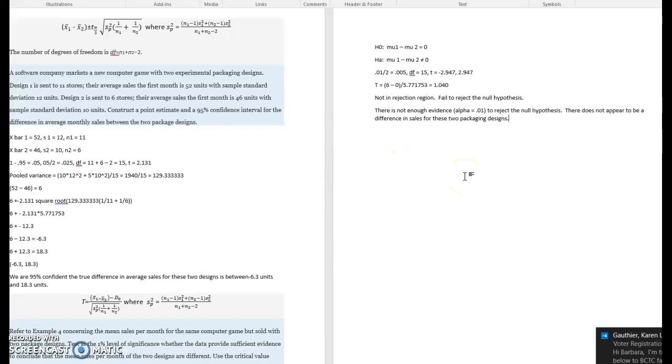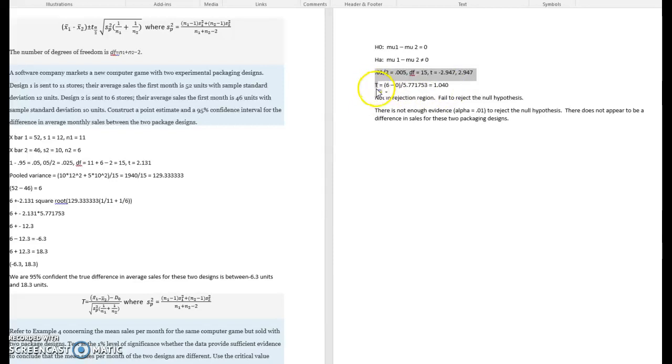Okay, now while we're here, let's look at this test using the p-value approach. Remember, if we're using the p-value approach, we are not going to do the critical values right here. We're just going to go straight to this test statistic. And since this test statistic is positive and we have a two-tailed test, whatever we get as our probability, we're going to subtract it from 1 and then double it. All right, so let's look this up.